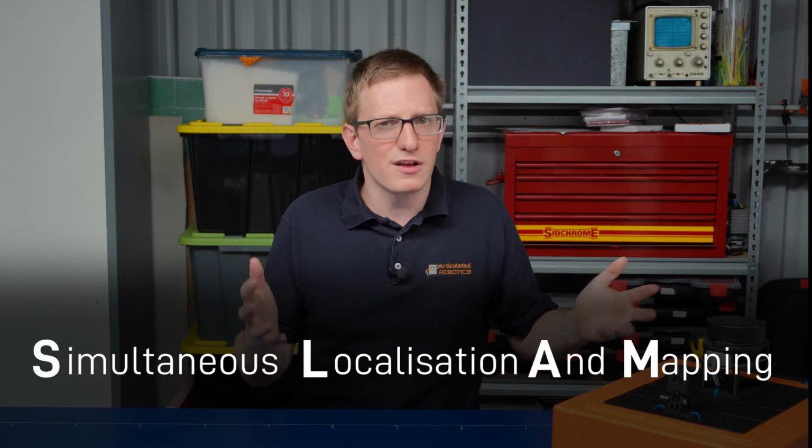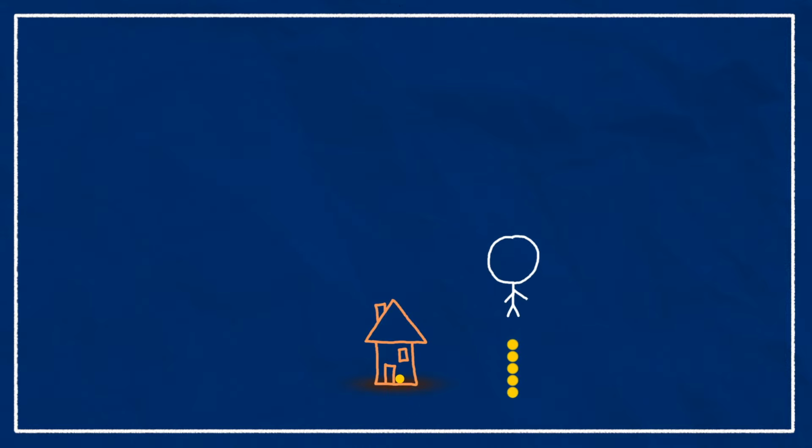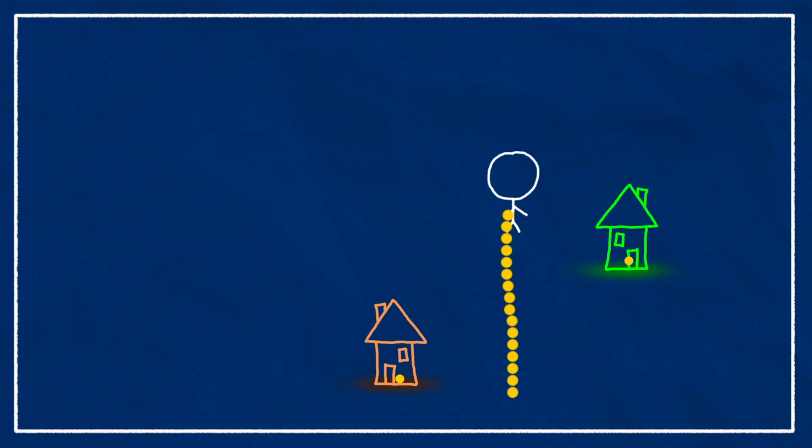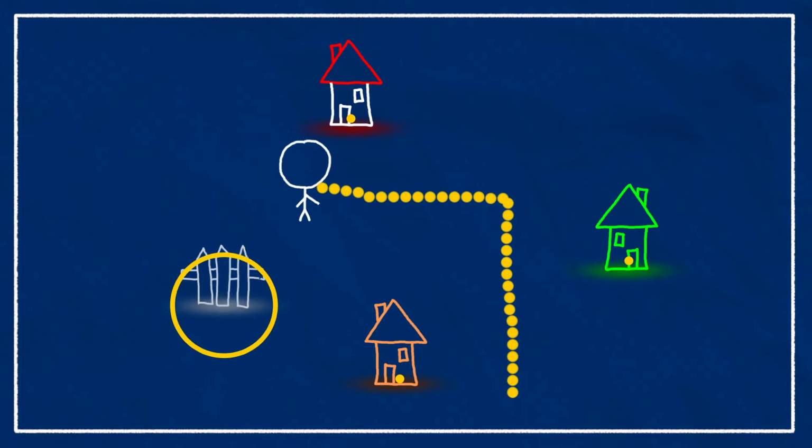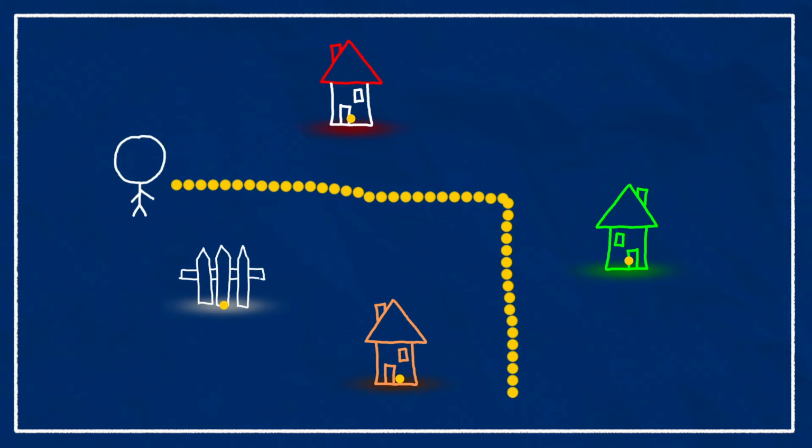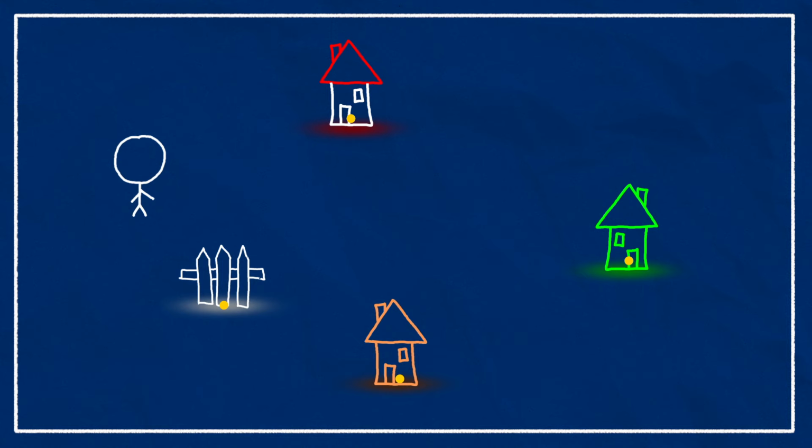So what are localization and mapping? Well, let's start with mapping. Imagine you want to make a map of your street. You've got a phone on you so that you can track your GPS location, and as you walk along the street, you take note of what you see. Orange house on the left, green house on the right, turn the corner, red roof on the right, white fence on the left, and so on. Once you're finished, you'll have a nice little map of your street.